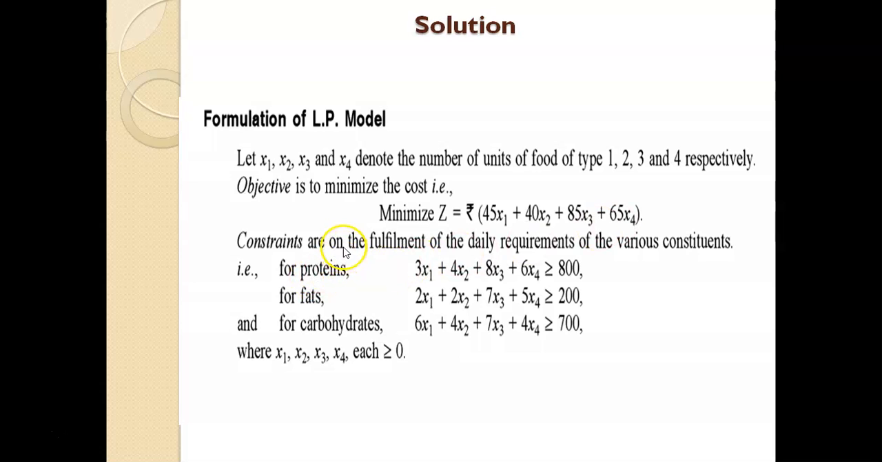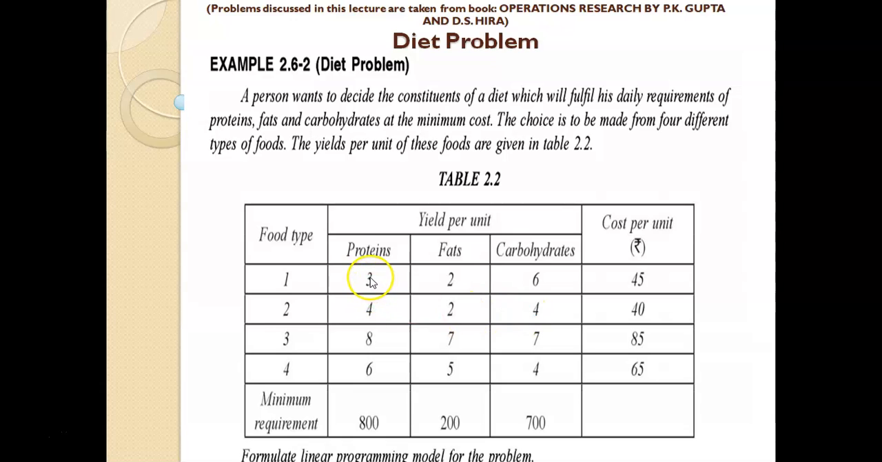Now, what are the constraints or the restrictions? These are for proteins. We can see from the previous table that proteins available are 3 from food 1, 4 from food 2, 8 from food 3, and 6 from food 4. Okay. And the minimum possible intake should be 800.